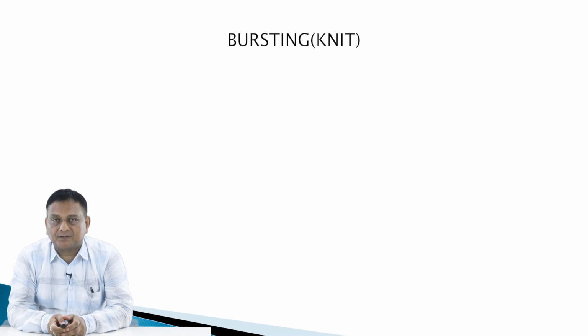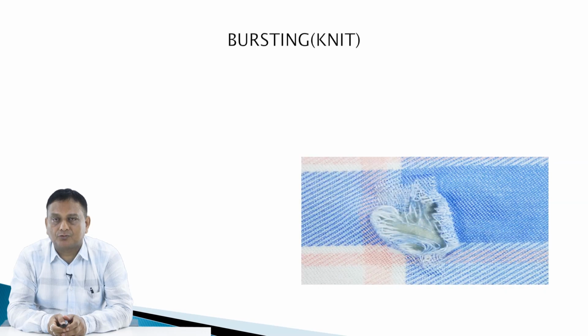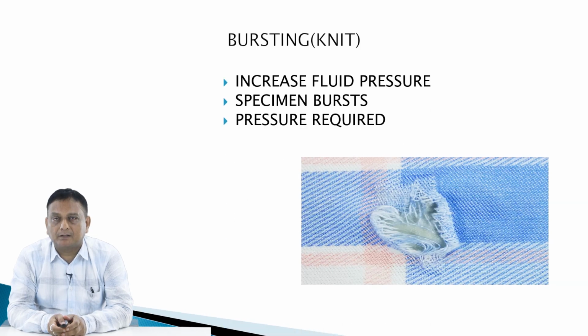Now coming to the bursting strength testing for knitted goods. Here a different instrument is used, and you can see the rupture after this bursting of the knitted goods. Here in the instrument, the specimen will burst after a certain pressure. So pressure is required here, and that is the indication of bursting. Fluid pressure is increased in the bursting strength testing.